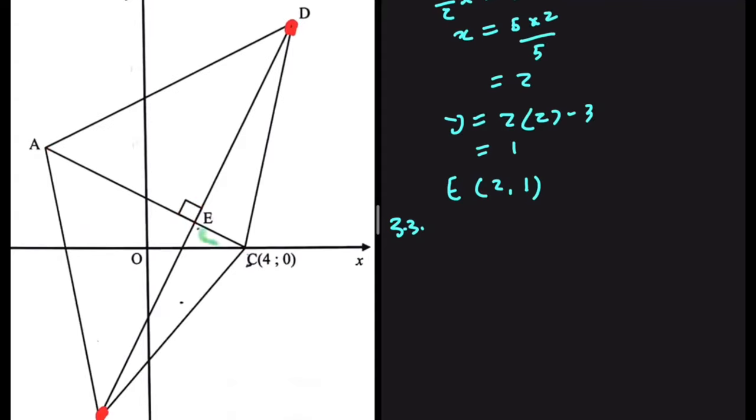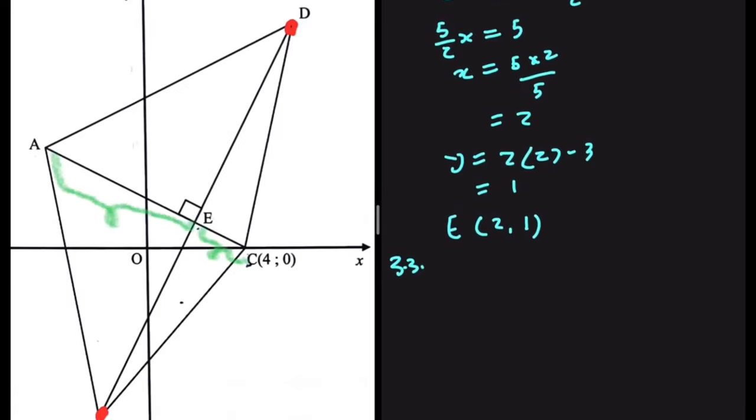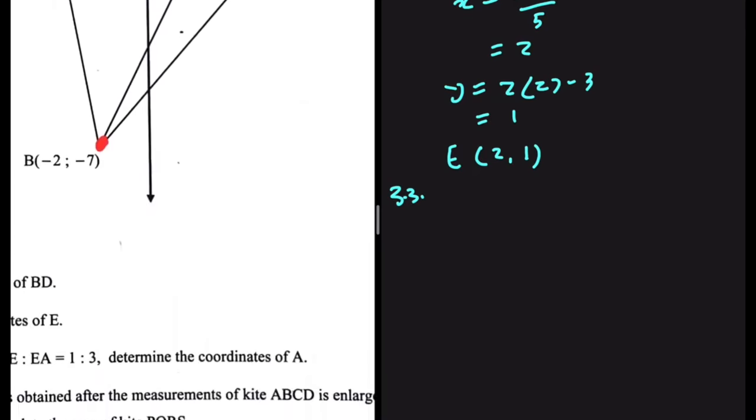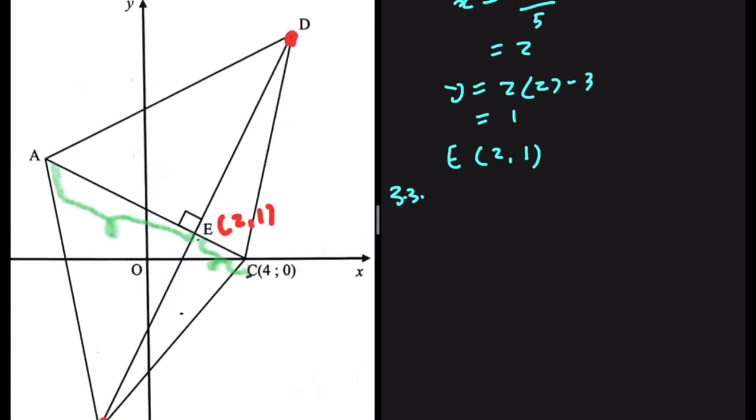So E is to C and A is to E. We have 1 is to 3. So let's play around with these numbers. The coordinates of E, we have 2 and 1. We want to find the coordinates of A. X of C is 4 and X of E is how much? It is 2. What will be X of A?